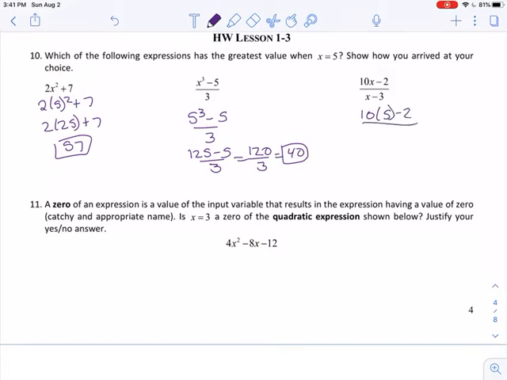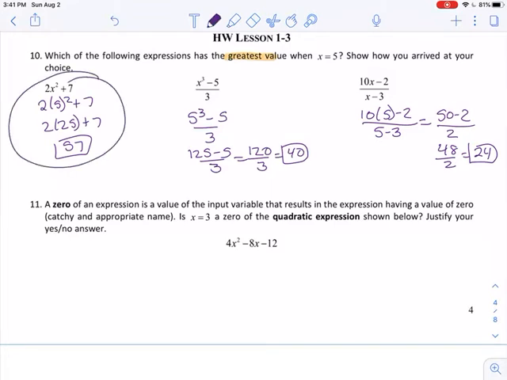And this last one, 10 times 5 minus 2 over 5 minus 3 is 48 over 2, which is 24. So I want to know which one has the greatest value. So the greatest value is obviously this first expression, because that's 57, the other one's 40 and 24. So the first expression has the greatest value.